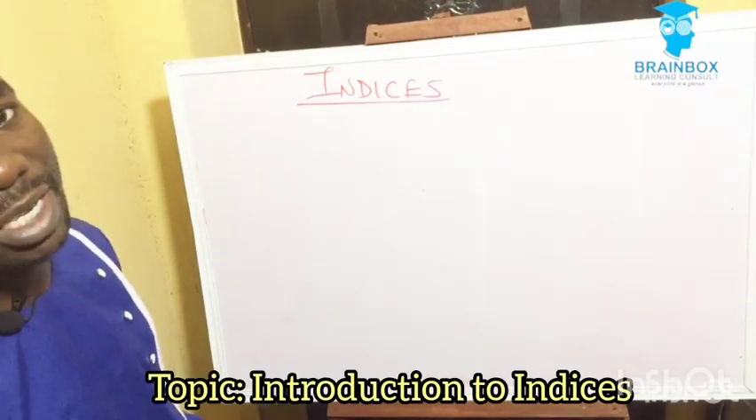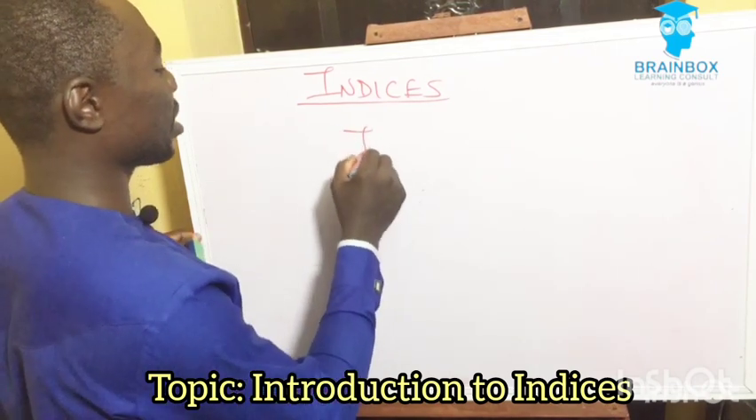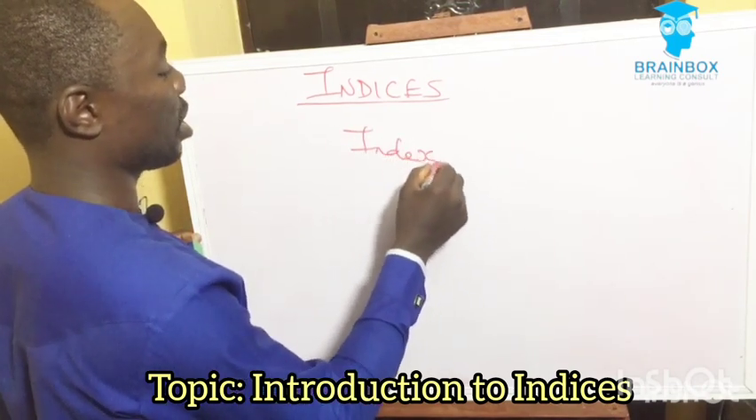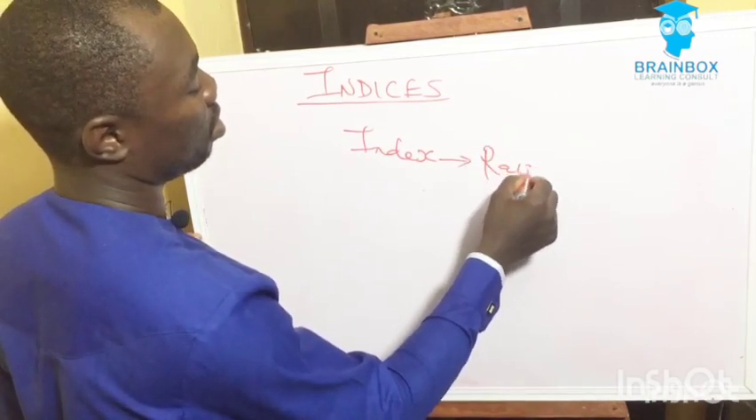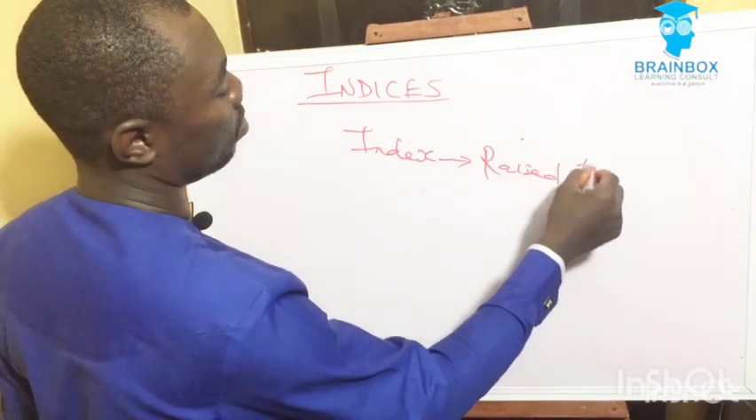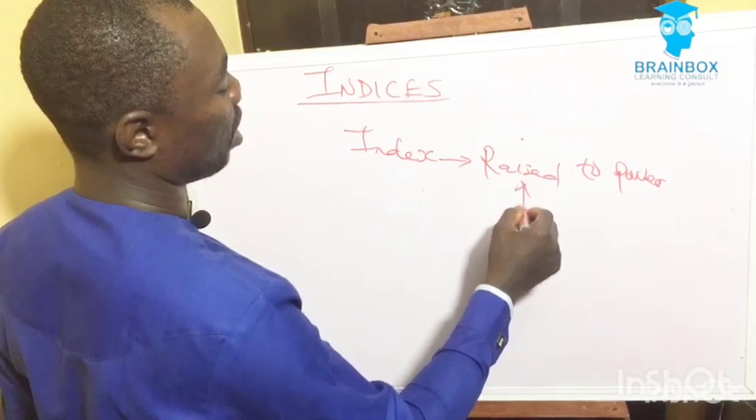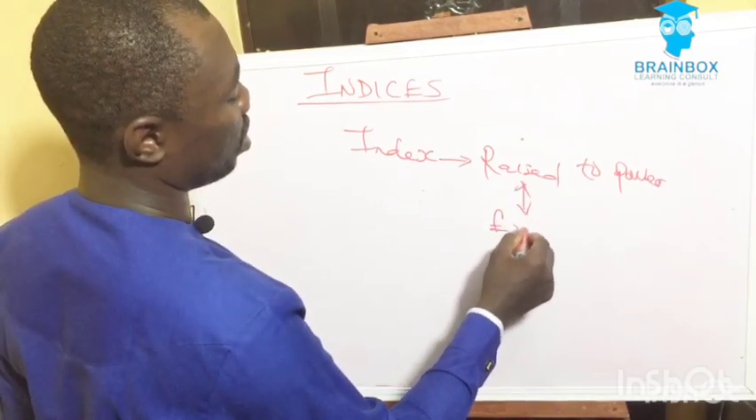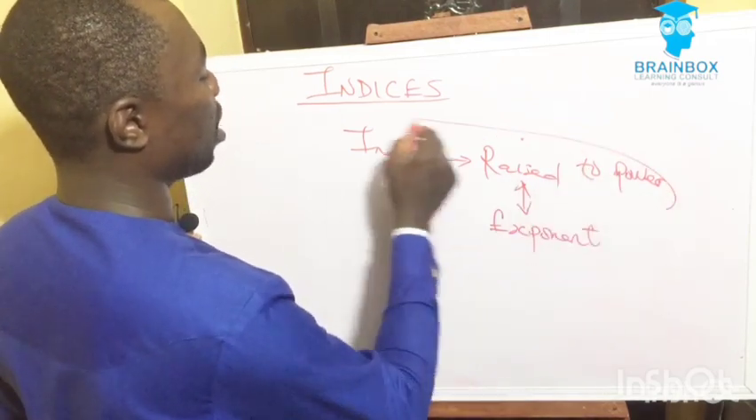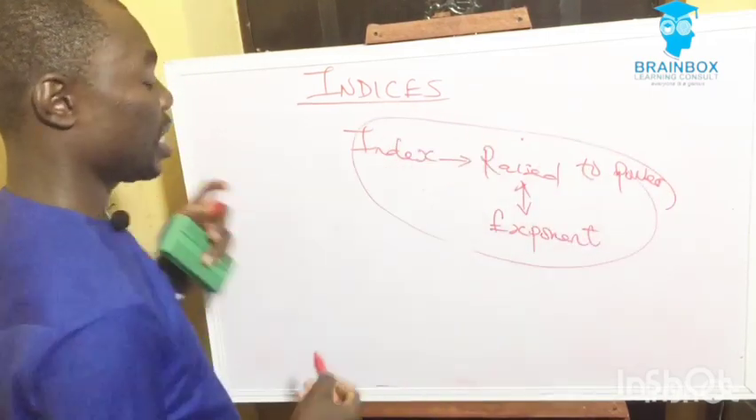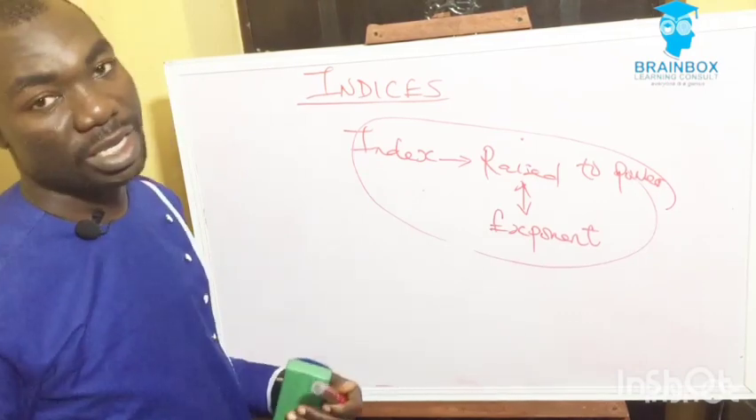Indices, you might be wondering, indices is actually a plural word. It is coined from the word index. Index actually means raised to power. That's the meaning of index. And it can also be known as exponent. So they are all the same word. So all this put together is what gives us indices. Indices is in plural form. Index is the singular form.